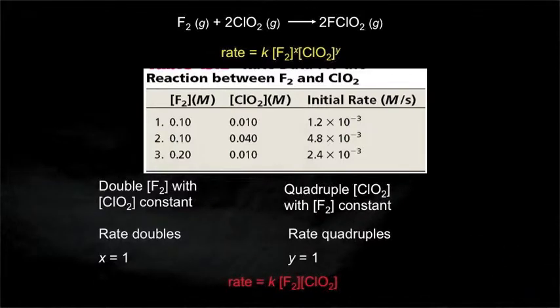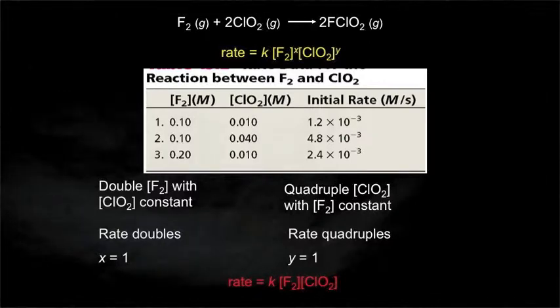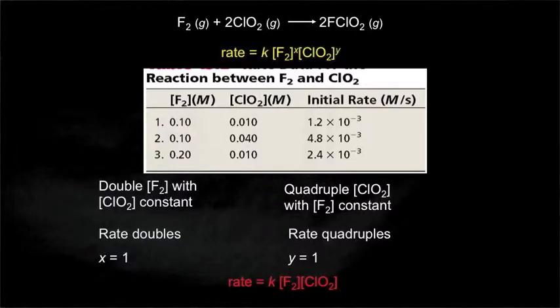If we look at the inverse, where the ClO2 is remaining constant and we've changed F2, that's in experiments 1 and 3. ClO2 is 0.01 in both cases, and the F2 went from 0.1 to 0.2. We see that the concentration doubled, which leads us to get a doubling in the rate. So again, what factor do we have to raise 2 to get 2, and that value is 1.